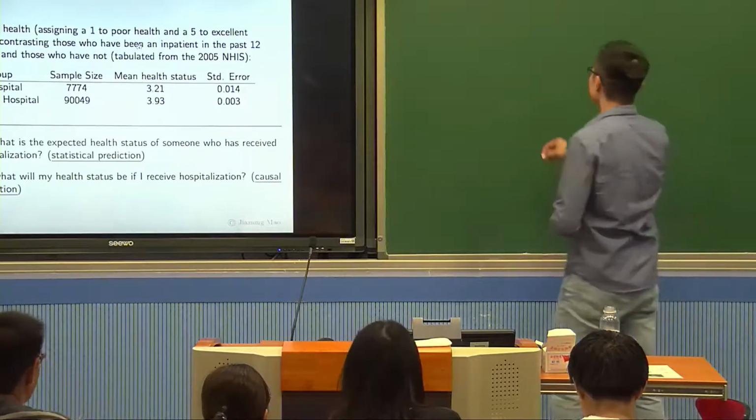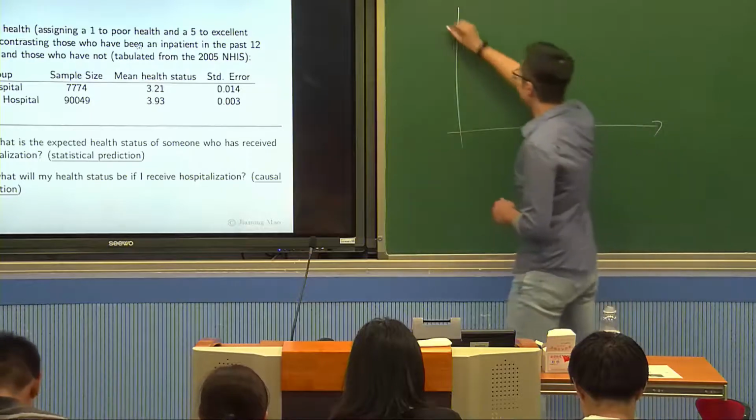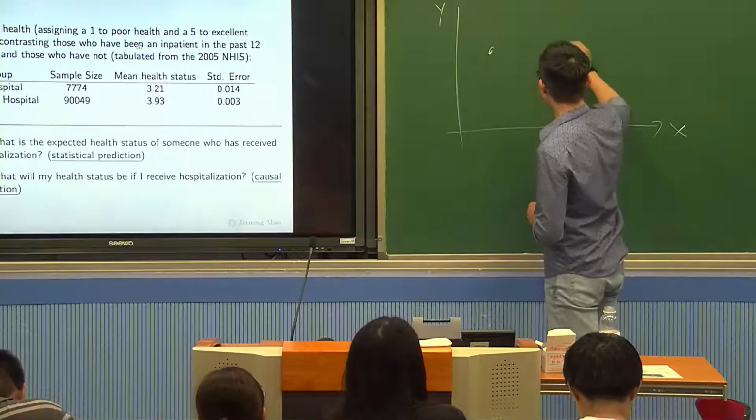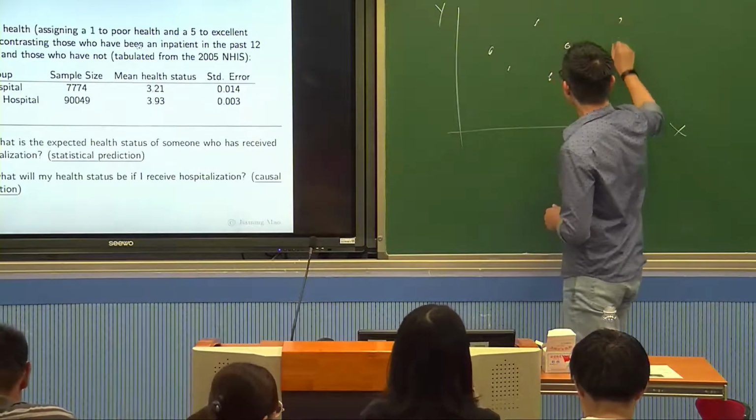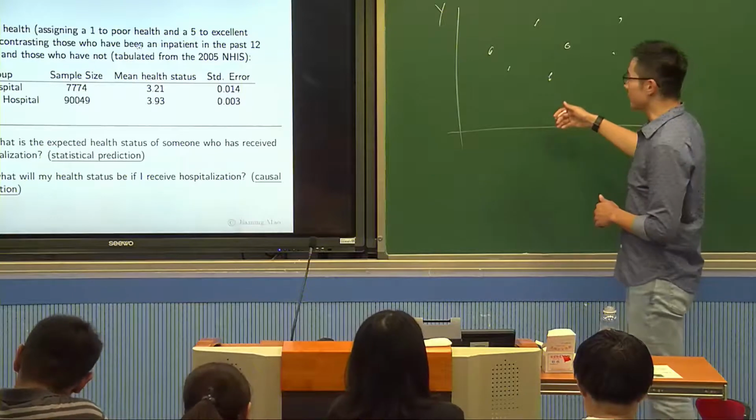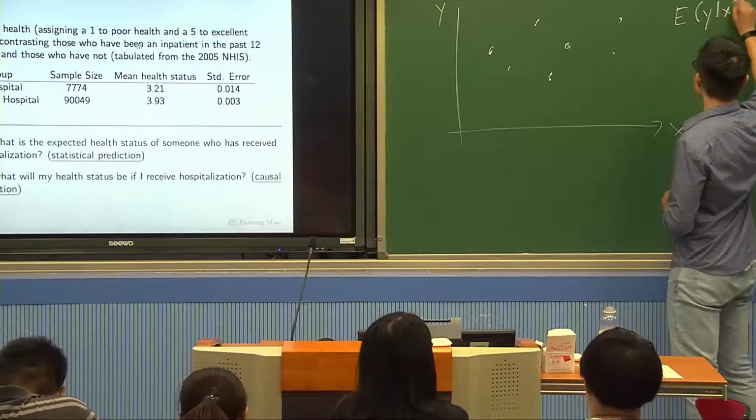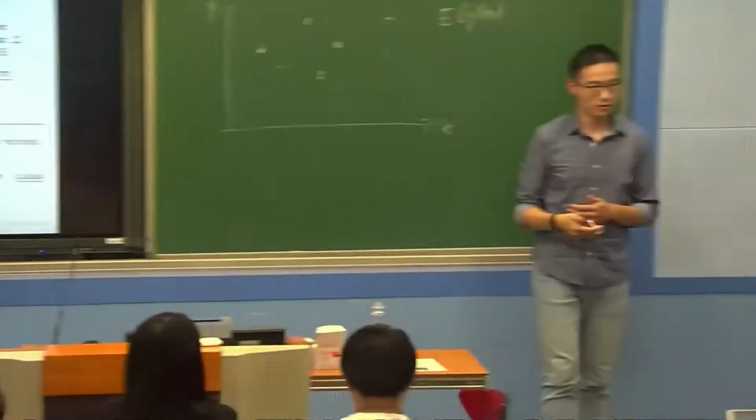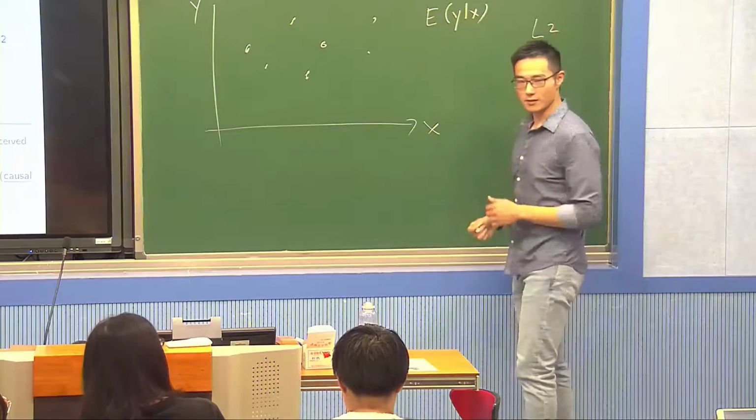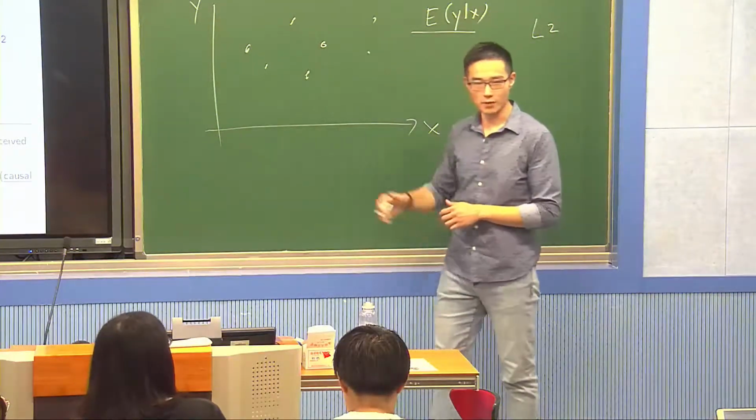The first lecture last week, we talked about this very simple problem. If we have a y and we have an x, and suppose we have a bunch of data points. Now, in order to use x to predict y, I need to find E[Y|x]. E[Y|x] is the best predictor of y based on x if we are minimizing the L2 loss. This is what we want to find out.